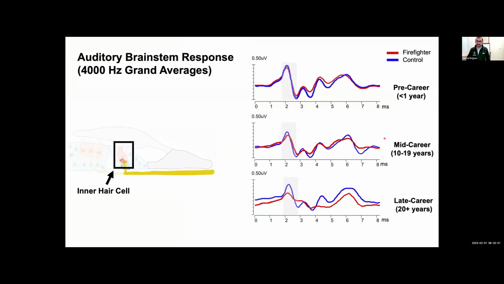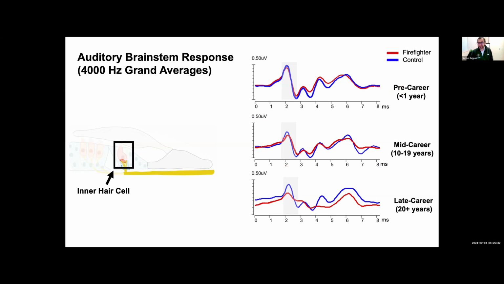And just one example to show you, if you look at the auditory brainstem responses of control subjects, these blue lines, versus the firefighters, the red line, and if you look at them within 1 year of service, so these are very young candidates who are typically 20 to 22 years of age, and they have just joined the fire service. Within that first year, you already start to see morphological changes that are happening in their auditory responses.